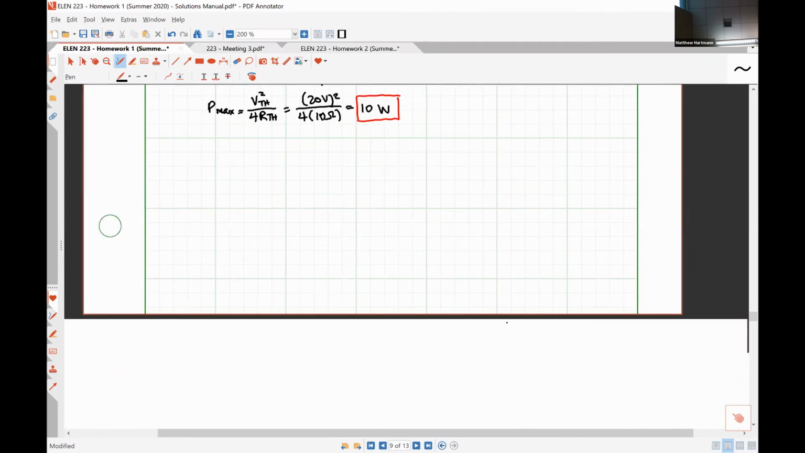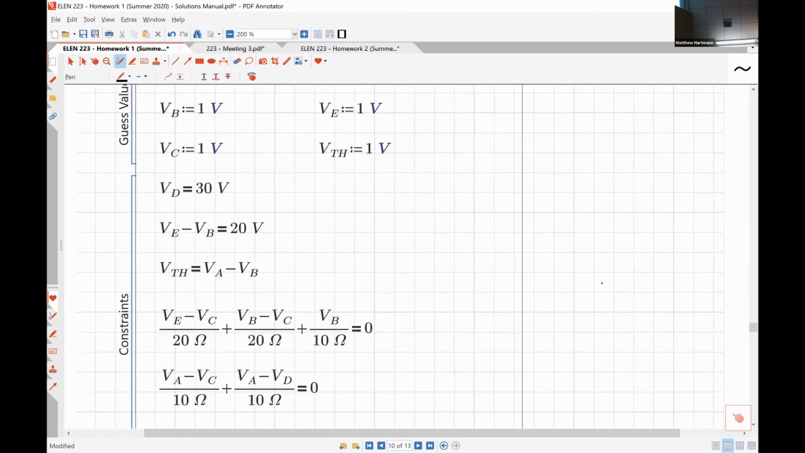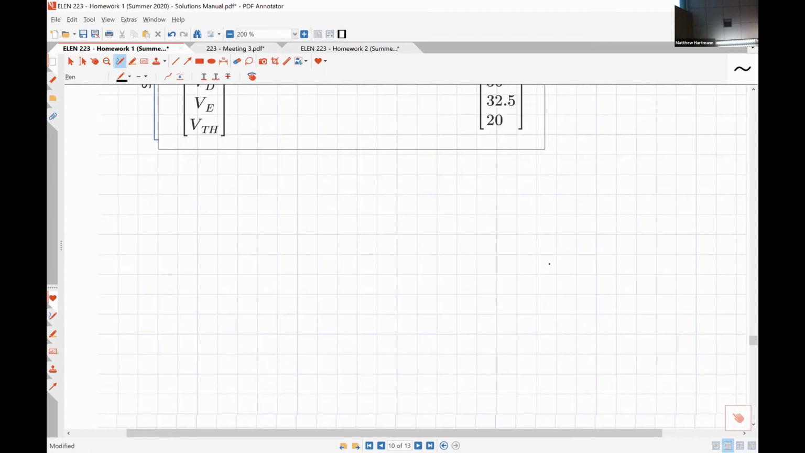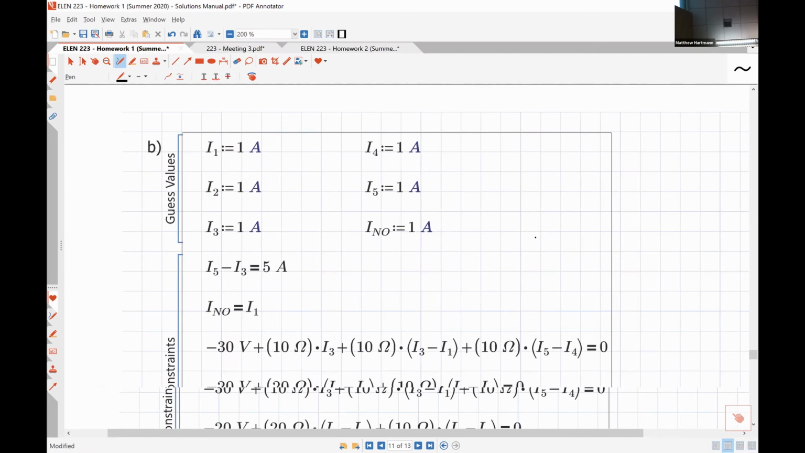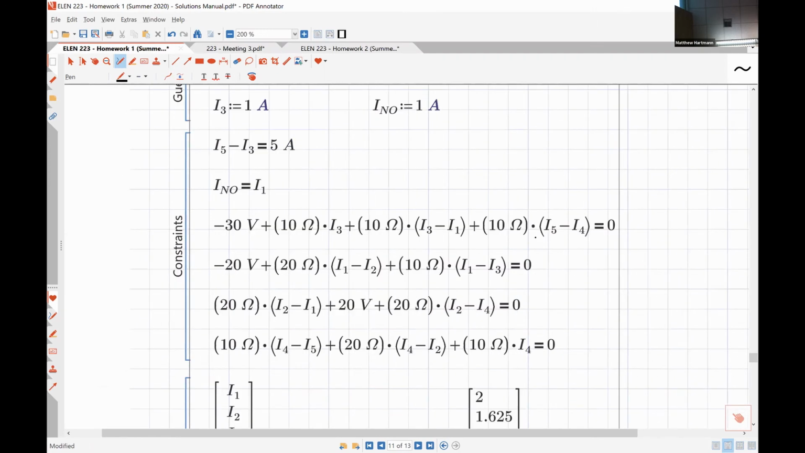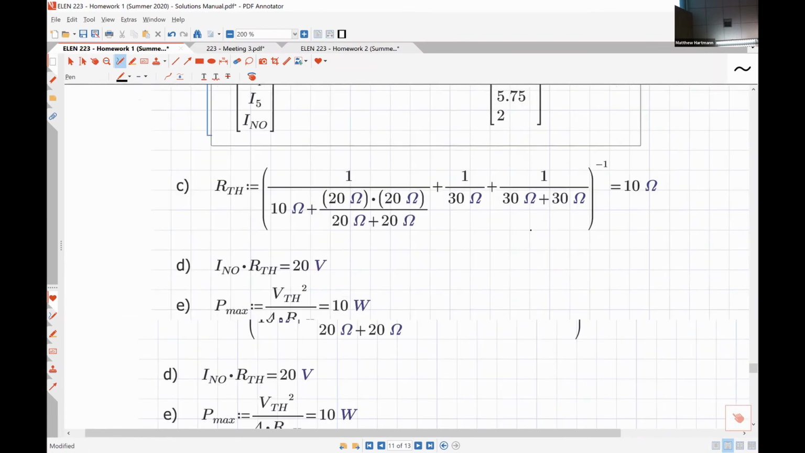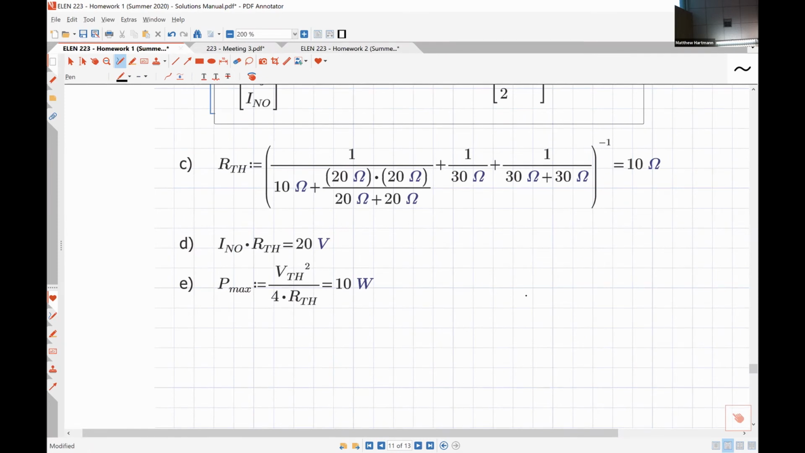And then here's my MathCAD for part A. Because the solve block was so big, I couldn't really fit anything else on that page. And then here's the solve block for B. And then the math for C, D, and E, because I like to use MathCAD for everything.